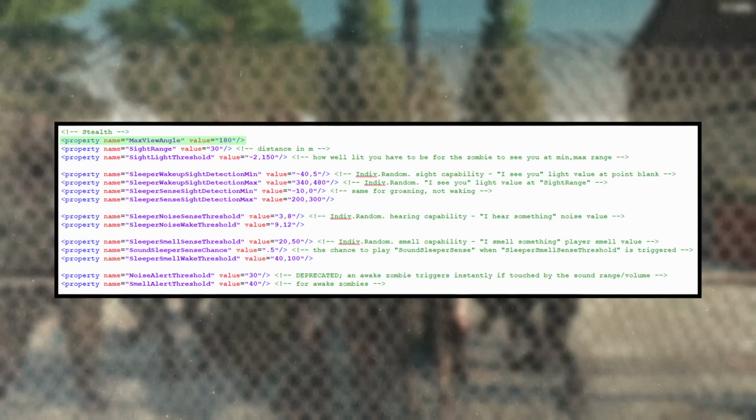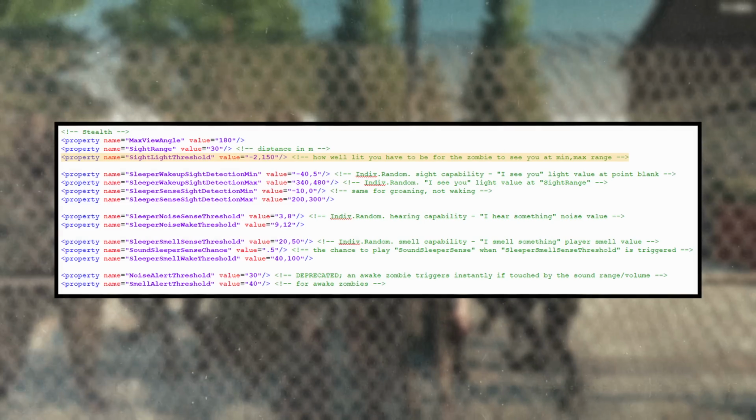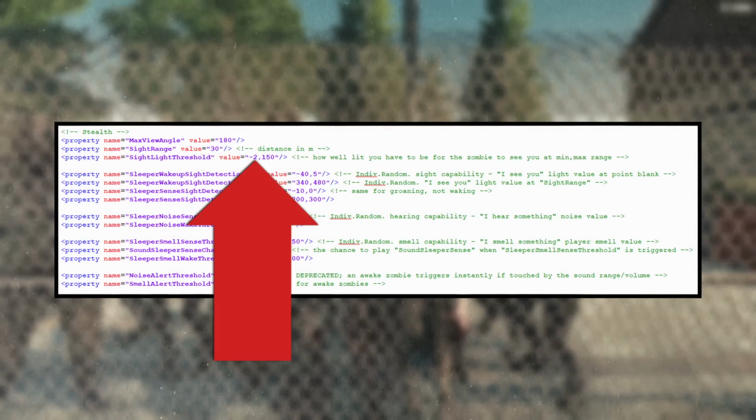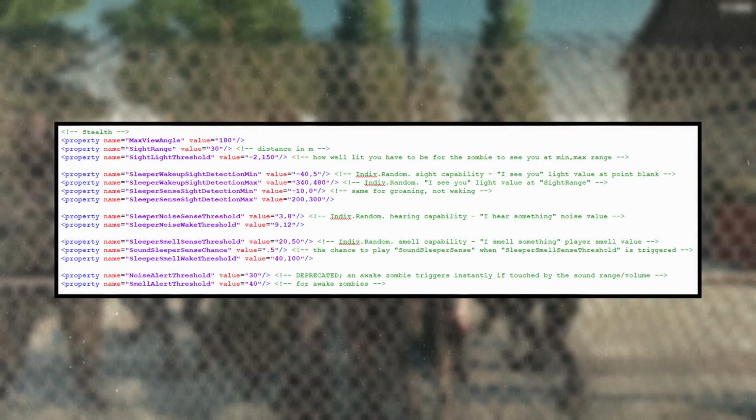To start off, you can see we have the zombie's viewing angle. Well, it's max viewing angle, which is 180 degrees. And then we have the important one here, which is sight range. And this is the distance in meters. Then we have the sight light threshold, which is how well lit you have to be for a zombie to see you at minimum and maximum range. So that is divided there by the comma. So it's -2 at minimum range and 150 at maximum range.